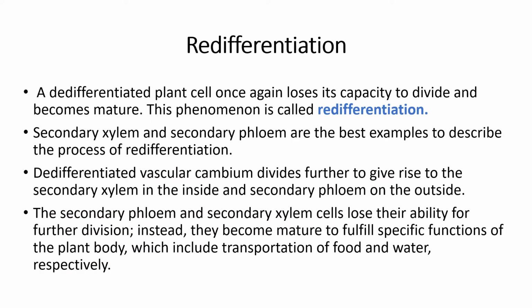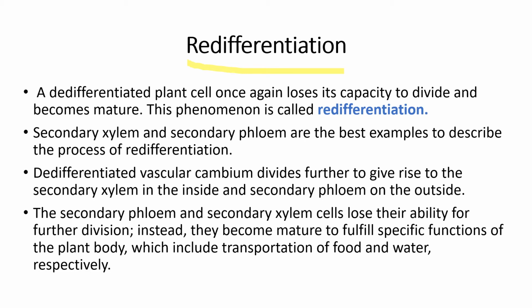After this there will be redifferentiation. What is redifferentiation? The de-differentiated plant cell once again loses its capacity to divide and becomes mature. It will not regain the capacity to divide again. So it will become mature. This phenomenon is called redifferentiation.